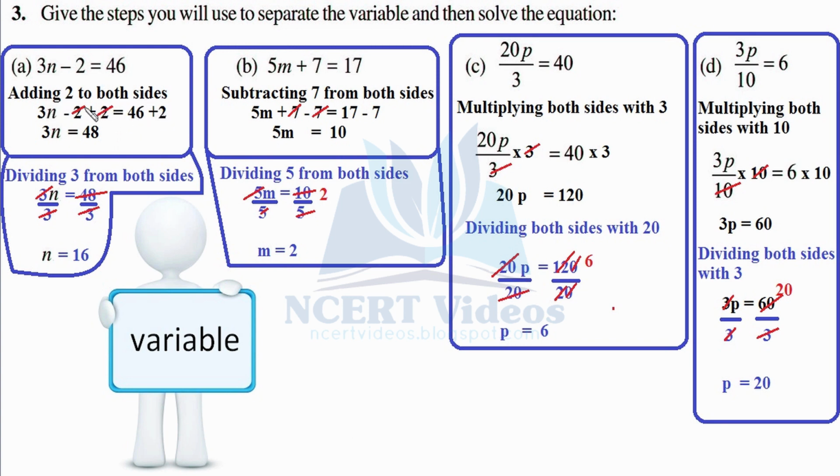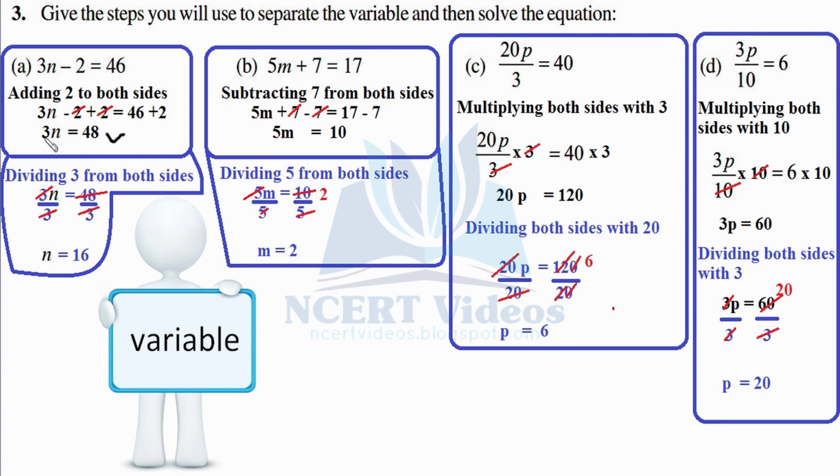Now the 2 cancels, and we are left with 3n only on the left-hand side, equals 46 plus 2 is 48. So half the battle is won so far, but we have to get the individual value of n, whereas 3 is attached to it in multiplication.